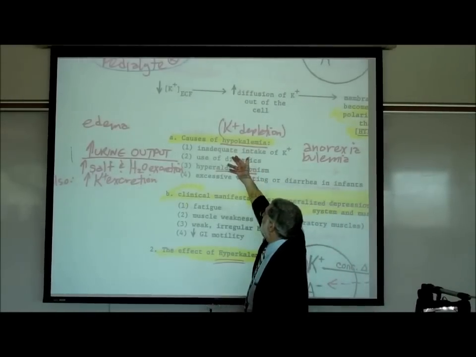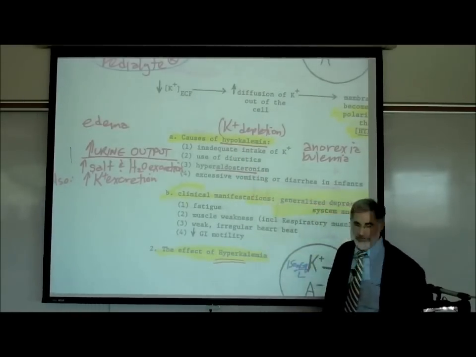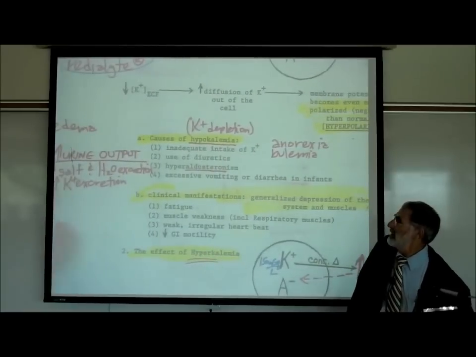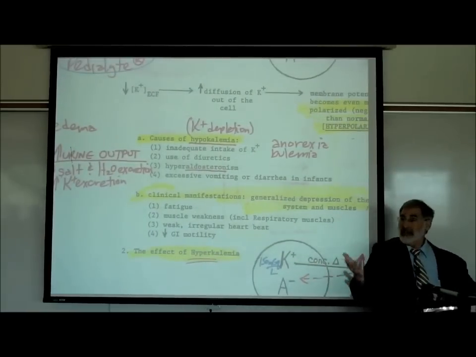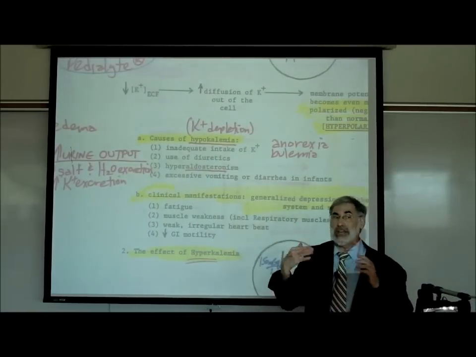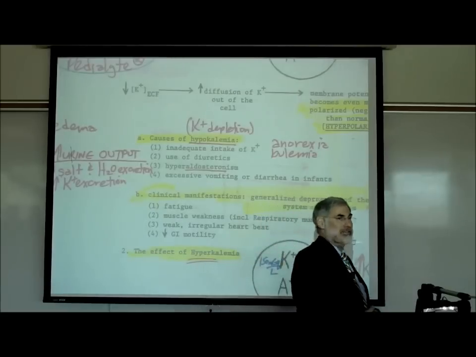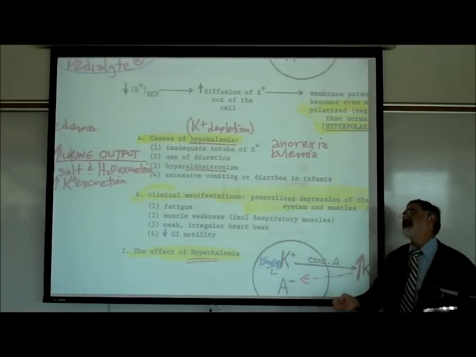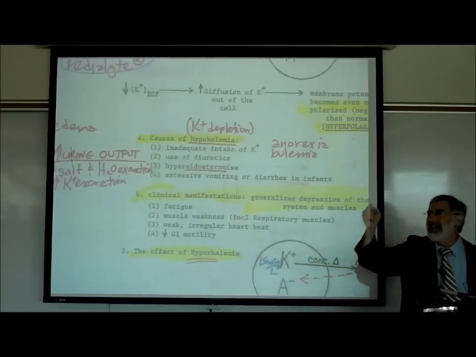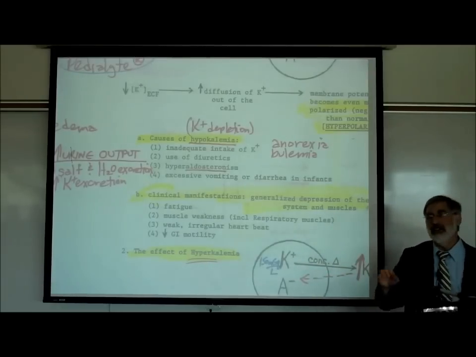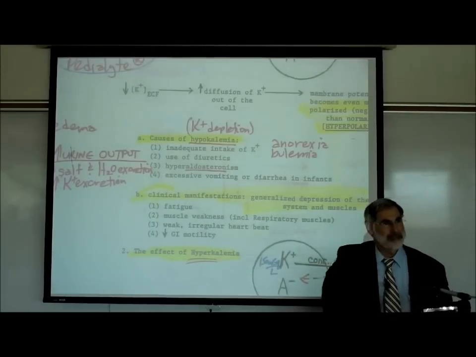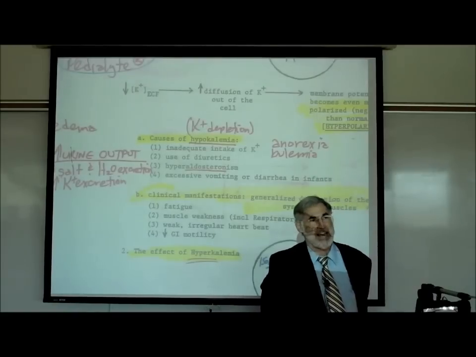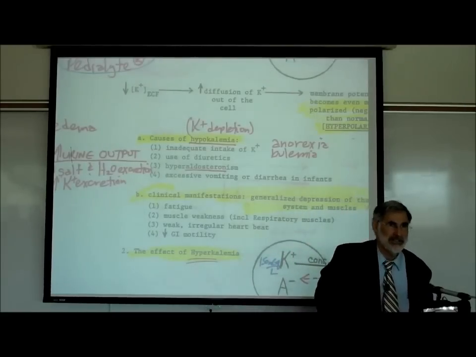The first one, inadequate intake of potassium. All right? Does that make sense? If you're not getting enough potassium, maybe you're going to have abnormally low potassium levels in your blood. Now, let me tell you this. Even if you eat absolutely the worst diet, you will still get plenty of potassium. In fact, there's actually a lot of potassium in even a junk food diet.